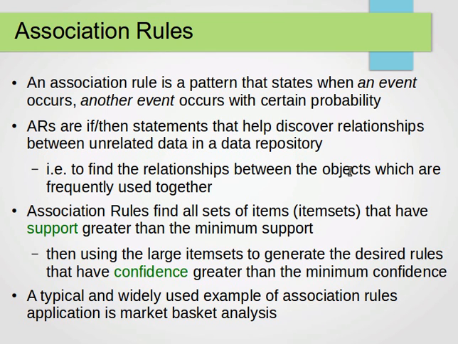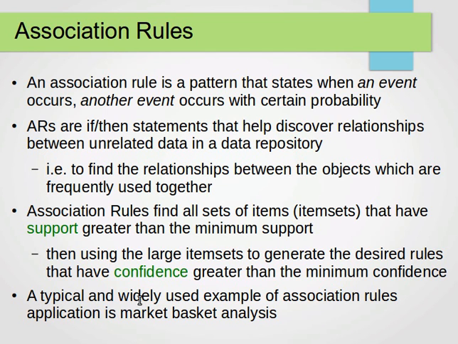For example, if a customer walks into a market and buys one item, then what are the chances of the customer buying another item in the same transaction? So association rules find all sets of items, we call them item sets, that have support greater than the minimum support. So we need to compute a value here called support. Then, using the large item sets, we generate the desired rules that have confidence greater than the minimum confidence. So here we need criteria. We need to compute two values, one called support and one called confidence, and use them to find item sets.